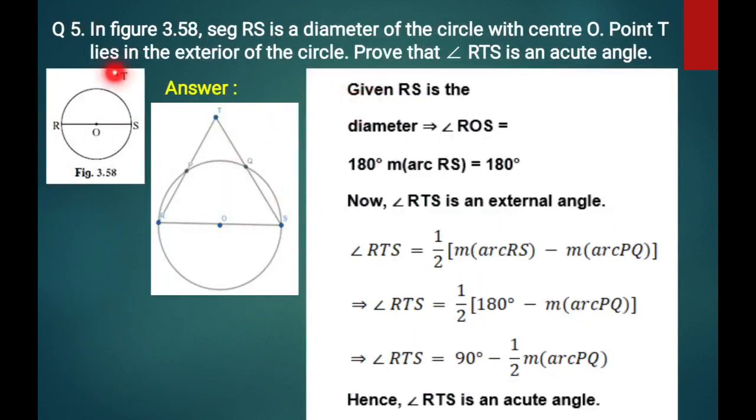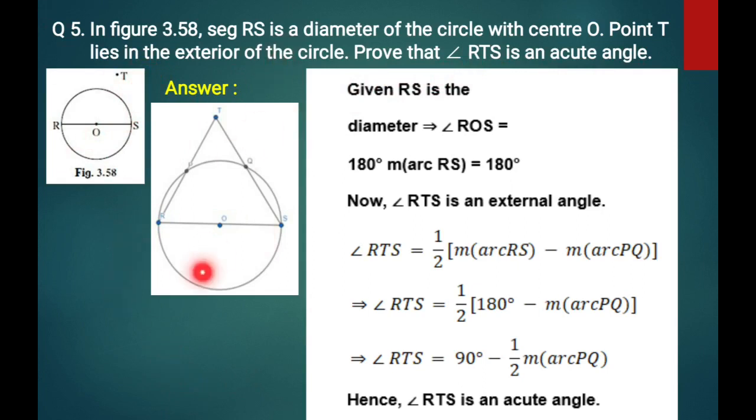Now see question number 5. In figure 3.58, segment RS is the diameter of the circle, and O is the center of this circle. Point T lies in the exterior of the circle. Prove that angle RTS is an acute angle. This angle RTS we have to show is acute.